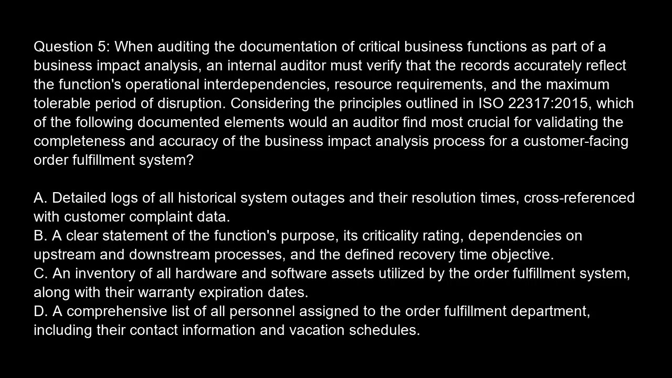Option A. Detailed logs of all historical system outages and their resolution times, cross-referenced with customer complaint data. Option B. A clear statement of the function's purpose, its criticality rating, dependencies on upstream and downstream processes, and the defined recovery time objective. Option C. An inventory of all hardware and software assets utilized by the order fulfillment system, along with their warranty expiration dates. Option D. A comprehensive list of all personnel assigned to the order fulfillment department, including their contact information and vacation schedules.